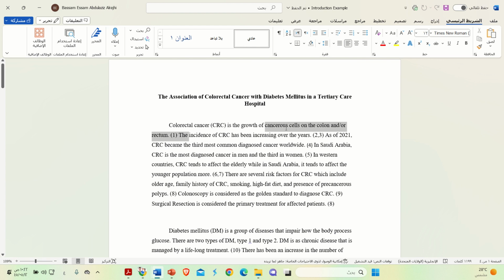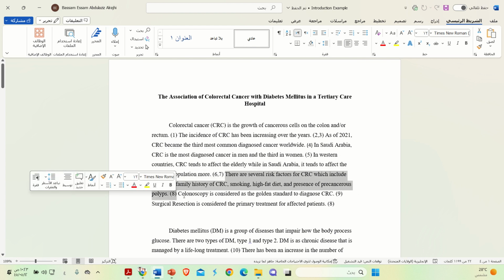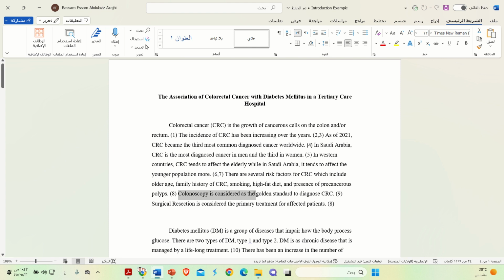Then I talk about the incidence and how it's increasing. Then I talk about the epidemiology, how it became the third most common diagnosed cancer worldwide. Then I talk about the local epidemiology in our country, for example. Then I try to compare a little bit between the Western countries and our country. So in Western countries, it affects the elderly, while in our country, it affects the younger population more. Then you talk about the several risk factors. Then you talk about the diagnostic, how to diagnose it.